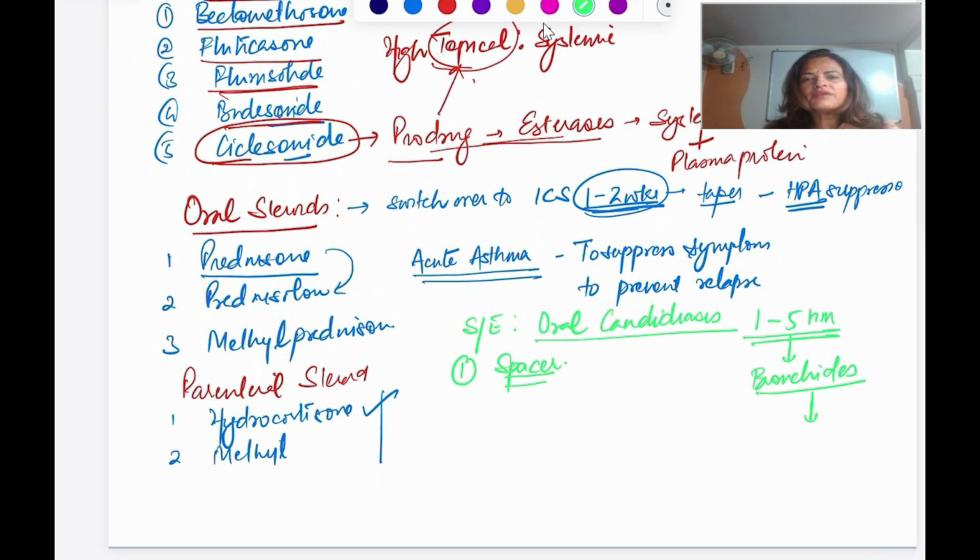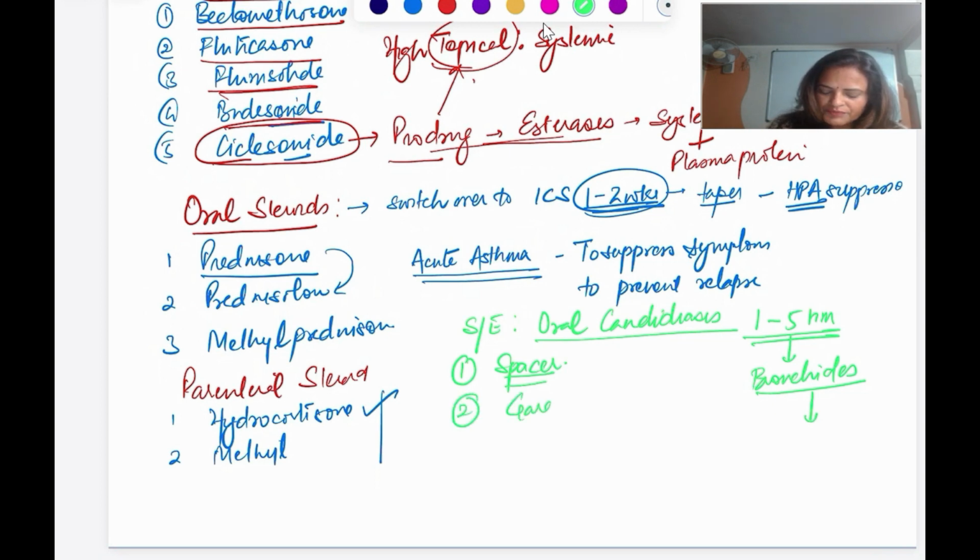The smaller ones will come out, and the larger particles get deposited on the oropharynx, and that is the one which is going to cause the oral candidiasis. So you can use, number one, a spacer. On the spacer, what will happen? The larger particles, instead of getting deposited on the oropharynx, get deposited on the spacer. This is number one.